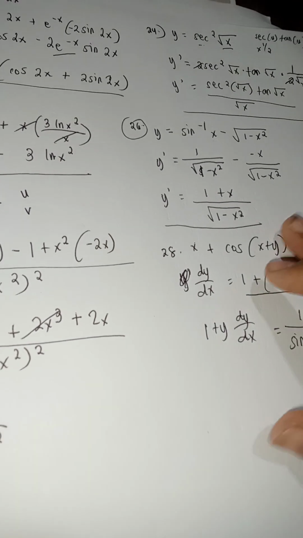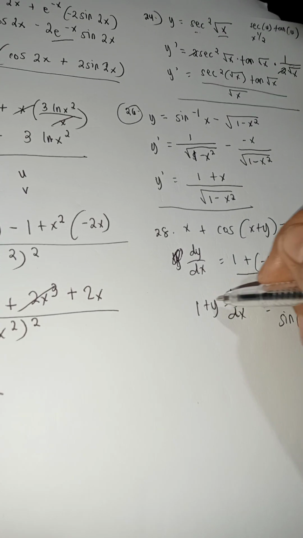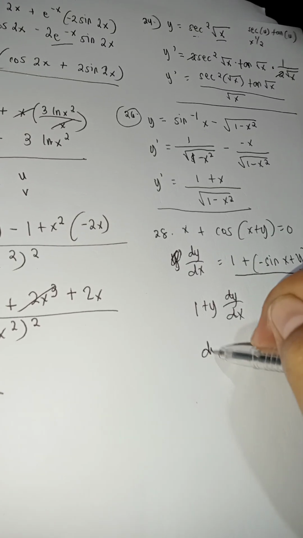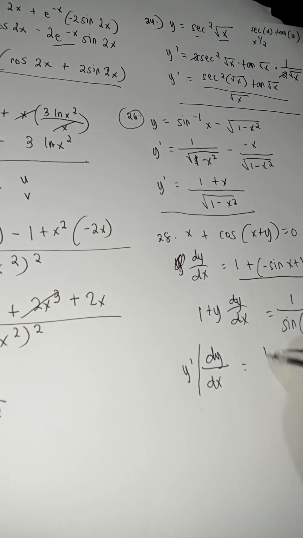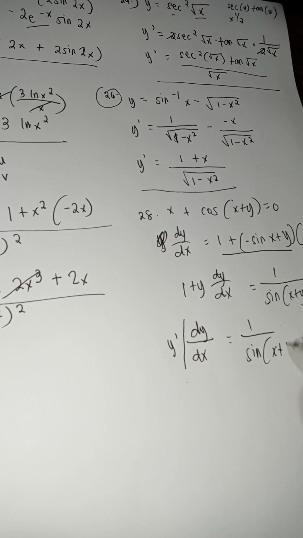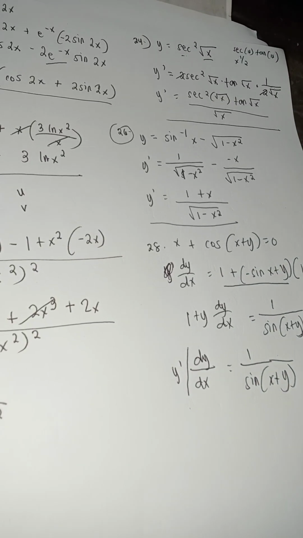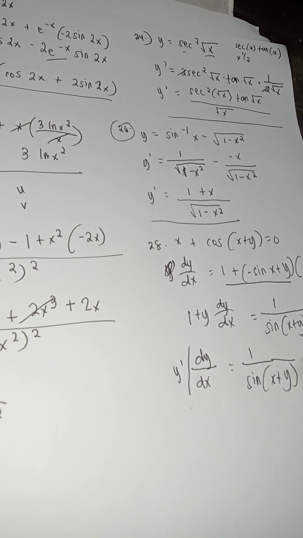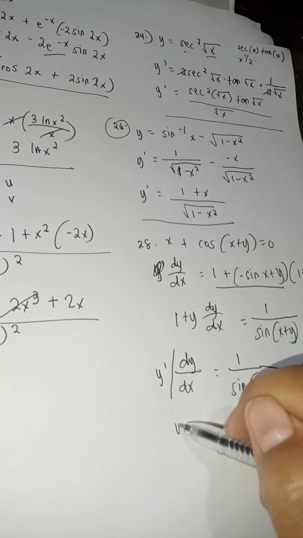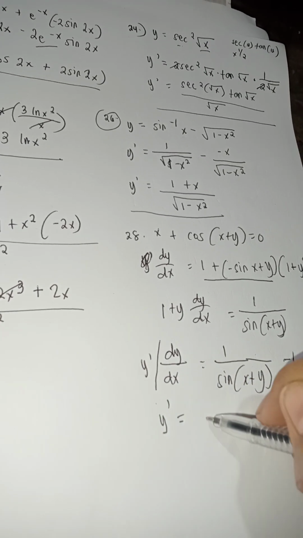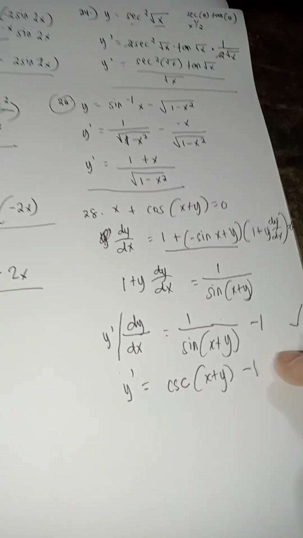After that, we remain with dy over dx, or y prime, equal to 1 over sine of x plus y, minus 1 from here. And by that, we can make this our final answer, or we can simplify it more by using cosecant of x plus y minus 1. So this is our final answer.